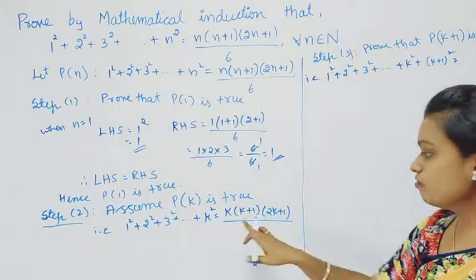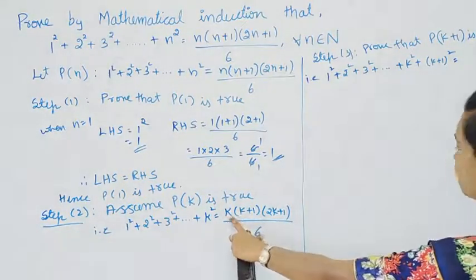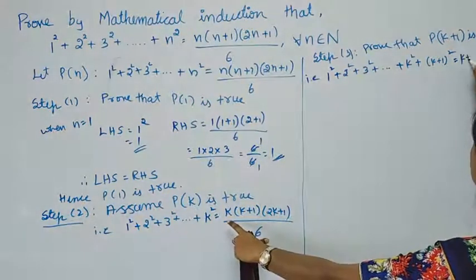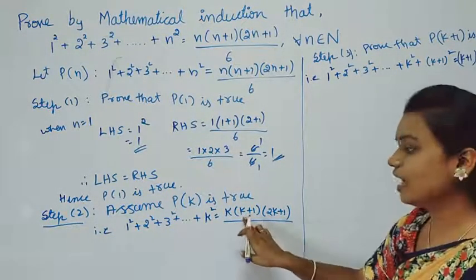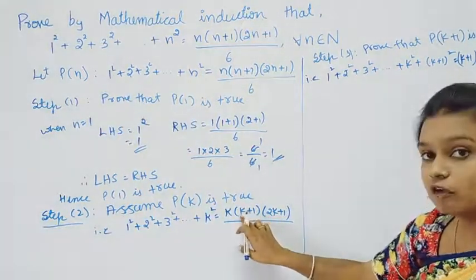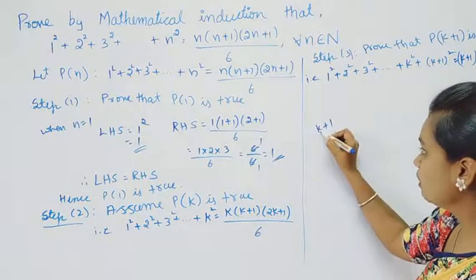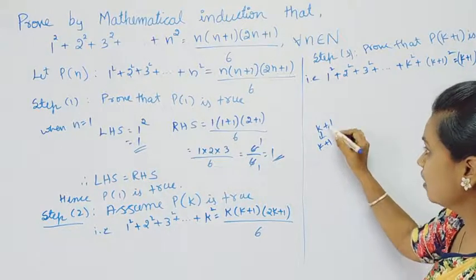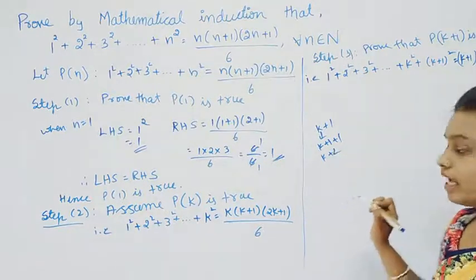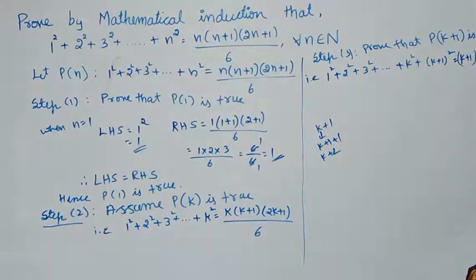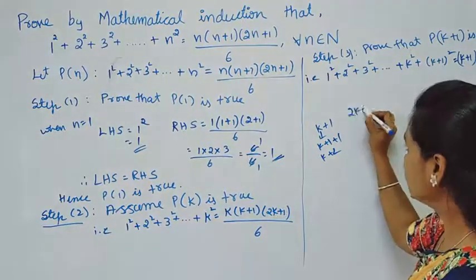right? For k plus 1, replace k by k plus 1. So it becomes what? Observe that here we have k plus 1. So we have to replace k by k plus 1. So replace k by k plus 1, plus 1 remaining. So it becomes what? k plus 2, right? So k plus 2. The third term is 2k plus 1.